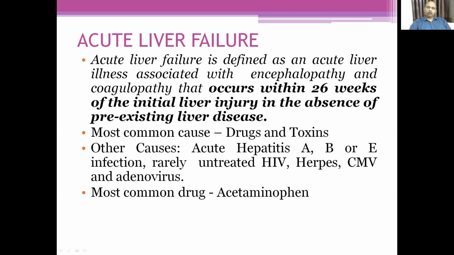So when somebody gets a viral infection or any other liver disease, and they go into hepatic encephalopathy and coagulopathy, then we call it acute liver failure only when it happens within 6 months of the starting of the disease. Okay, so the most common cause of acute liver failure is drugs and toxins.